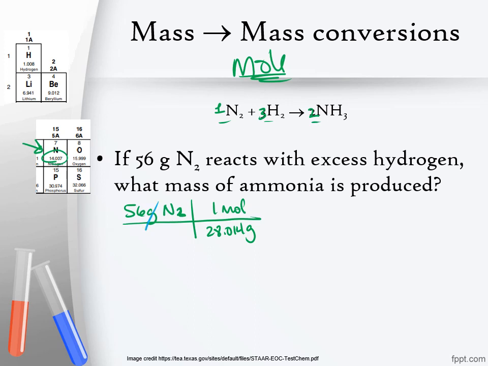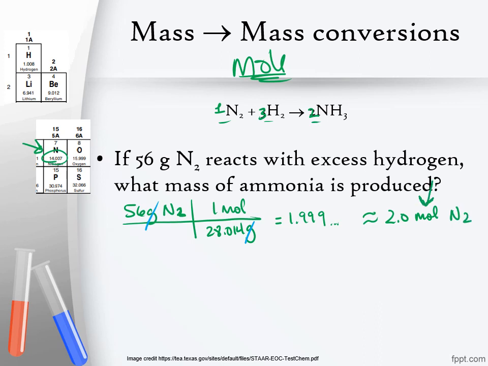Because I have grams on top, I want grams to go away, so I put grams on the bottom. So now I'm going to use my handy dandy calculator to figure out how many moles of nitrogen I have. 56 times 1 divided by 28.014 gives us a grand total of 1.999, lots of digits. I'm going to round that to 2.0 moles of nitrogen gas.